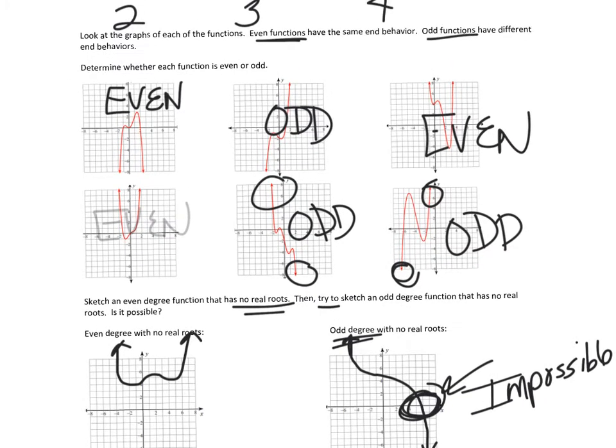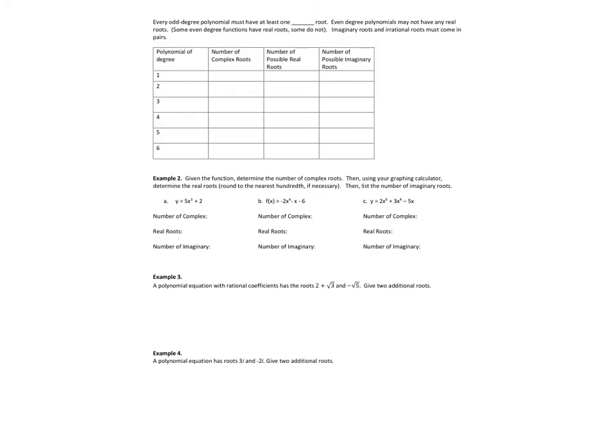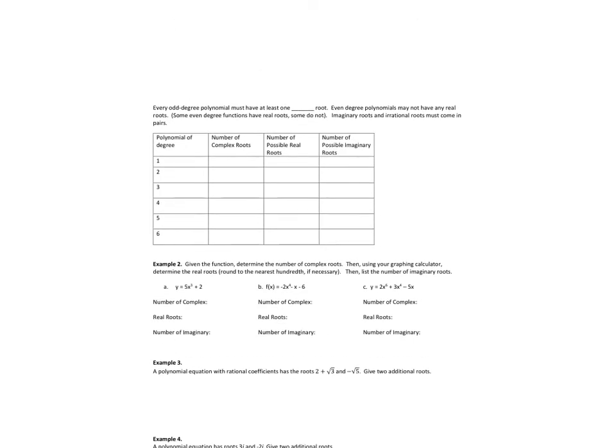So if I'm looking back at these examples up here, this odd has at least one real root. This odd has to have one real root. This odd has to cross the x-axis. All odd functions have to cross the x-axis. Every odd degree polynomial must have at least one real root. Even degree polynomials may not have any real roots. Some even degree functions have real roots, some do not. Imaginary roots and irrational roots must come in pairs.